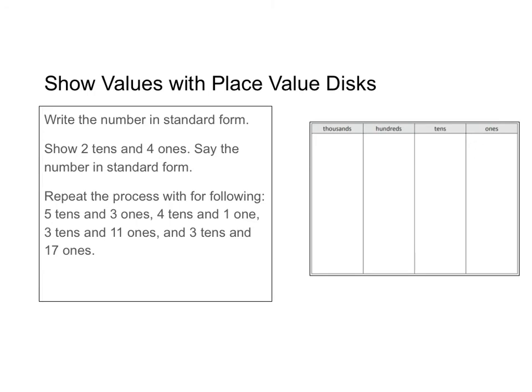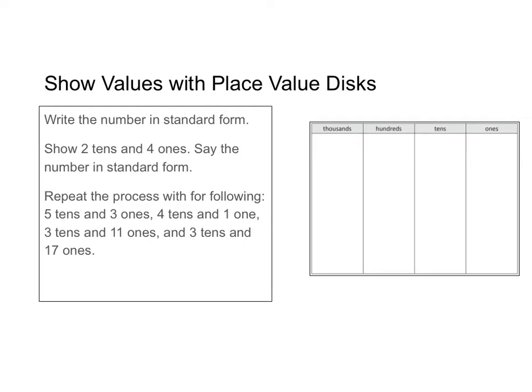So you're going to show place values. We're going to use our place value discs. So the first thing we're going to do is show 2 10s and 4 1s. So 2 10s, 4 1s. And what is that number in standard form? 24. Pretty straightforward, right?